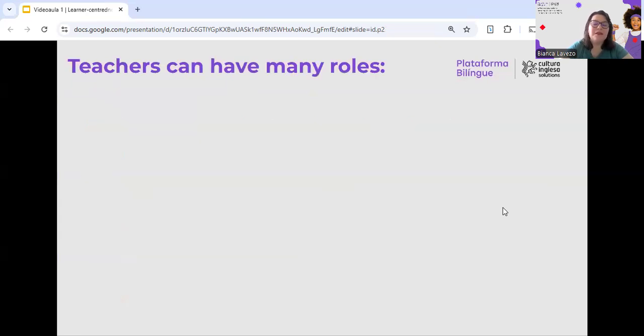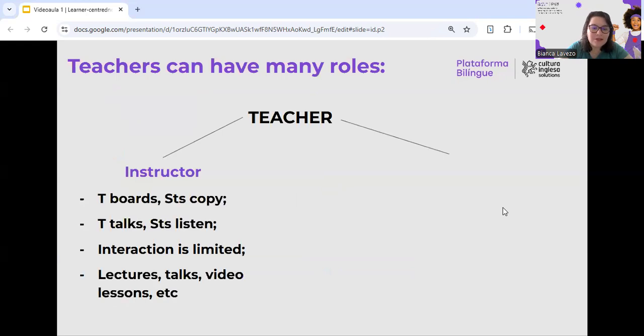If in the first workshop, you saw that teachers can have many different roles, a very common role that teachers have in the classroom is the instructor. It's the teacher who boards while students copy. So guys, I'm going to write down a few things here. Please copy in your notebooks. Or the teacher talks, the students listen. The interaction is very limited. Maybe the teacher asks individual students a few questions. The students answer individually.